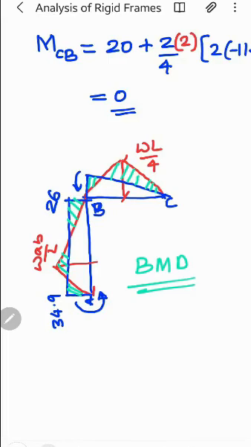So this ends the problem of the frame, which is a non-sway problem, solved by matrix stiffness method using system approach.